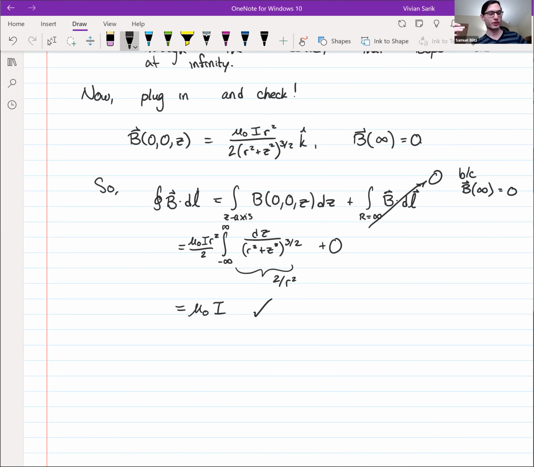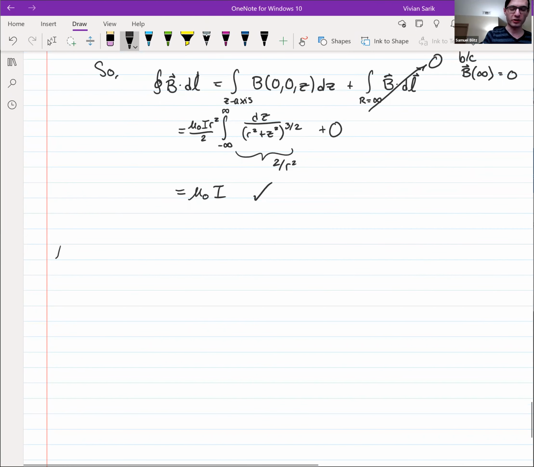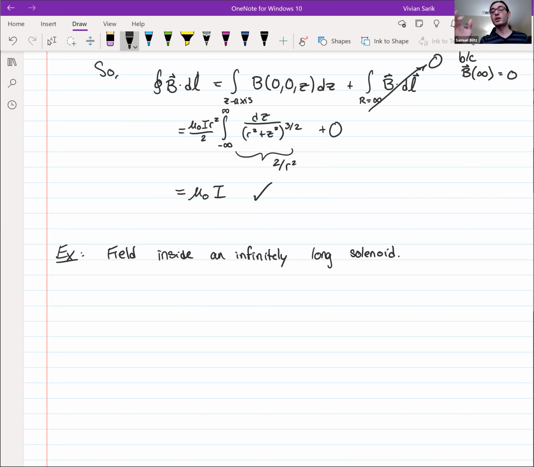The last example to do, which unfortunately we're not going to have time to do, but I'll get started on it, is the field inside an infinitely long solenoid. So we want the field anywhere inside an infinitely long solenoid. And I said that the magnetic field is nearly uniform, and I told you that I would prove it today. We might not get a chance to prove it, but we'll at least make some progress. And that's just the field anywhere inside the solenoid.